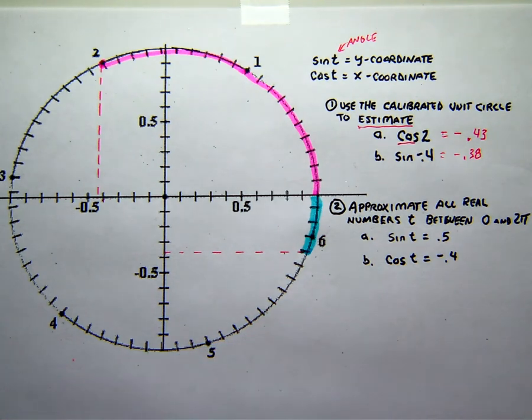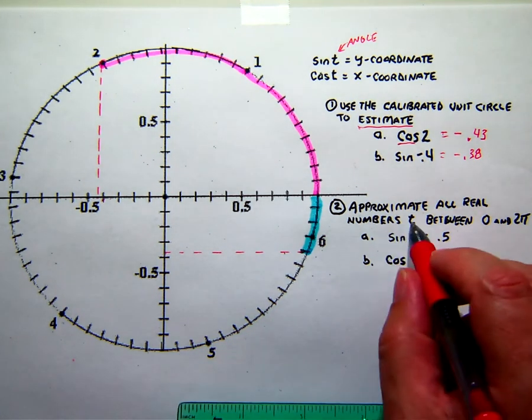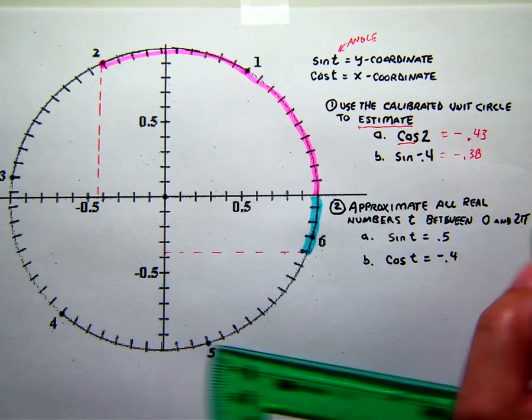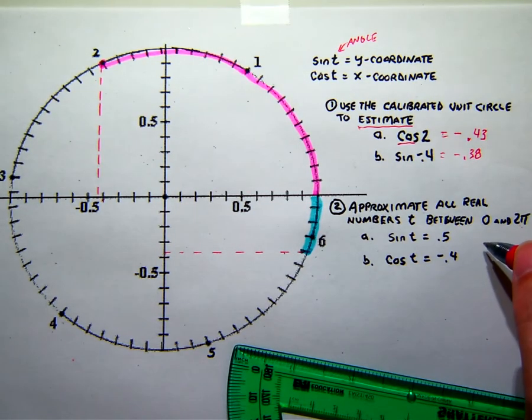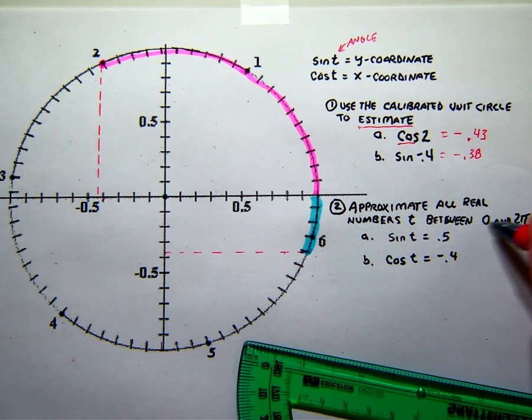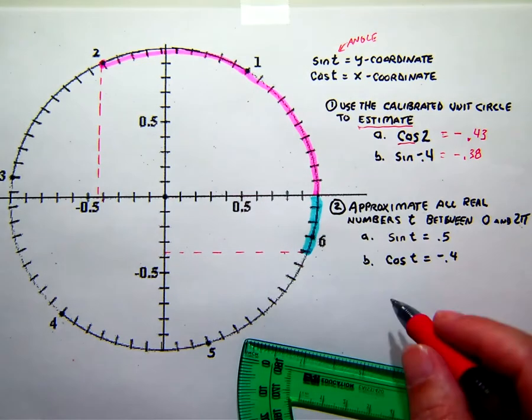All right, so now on these ones, we want to know all numbers between 0 and 2 pi, which is basically just all the way around the circle. So you're probably going to have a positive and a negative. That's what they mean by all the values between 0 and 2 pi on the whole circle.